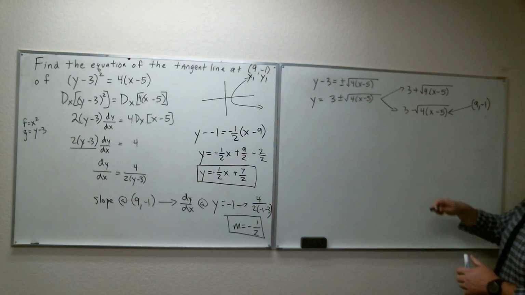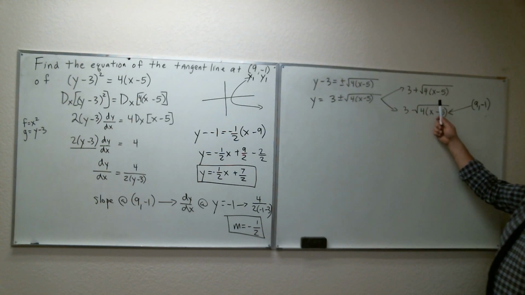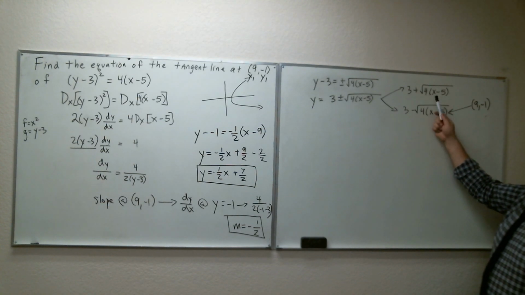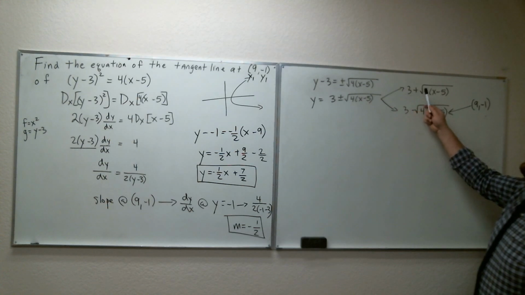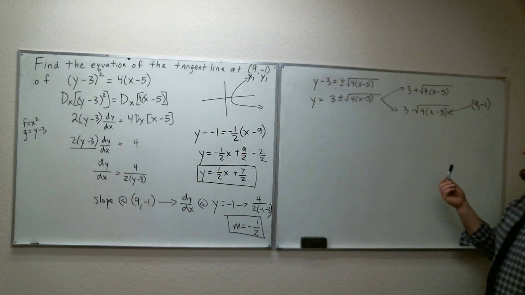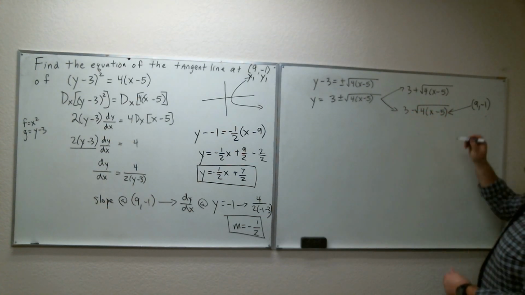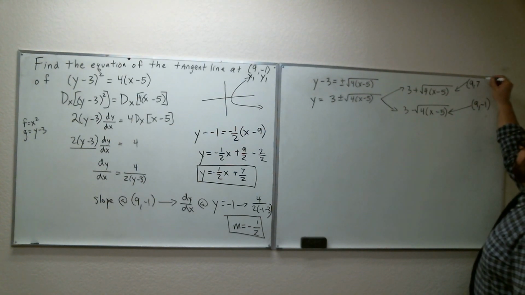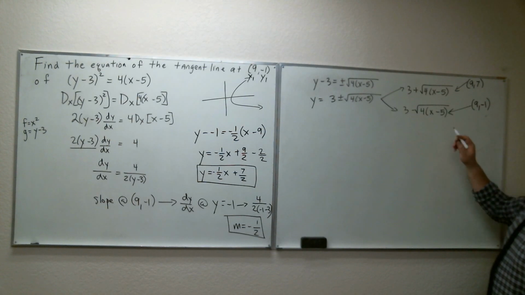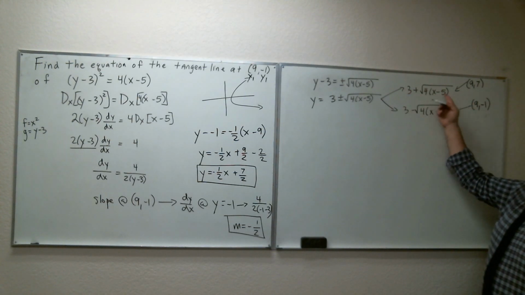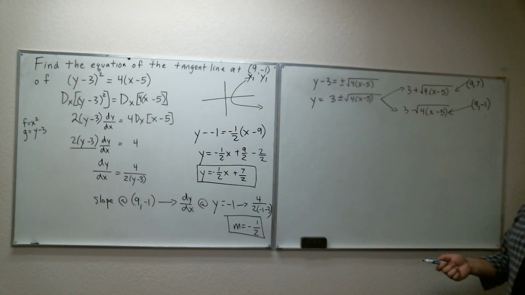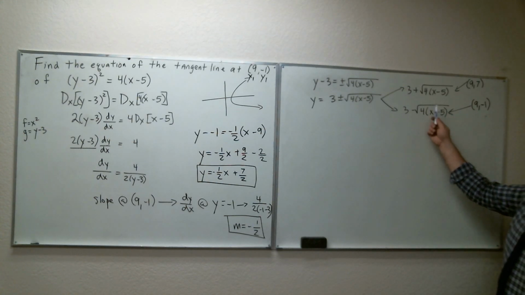If we try to see if it is here, if we plug in 9, we would have 9 minus 5, okay, that's 4. 4 times 4 is 16. Square root of 16 is 4, but 3 plus 4 is 7. So if we plug in a positive 9 there, the result is 7. So this doesn't help us at all as far as finding the equation of the tangent line at 9, -1. We have to use this one.